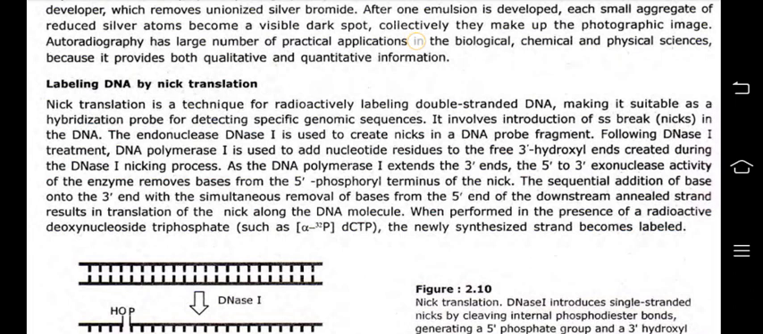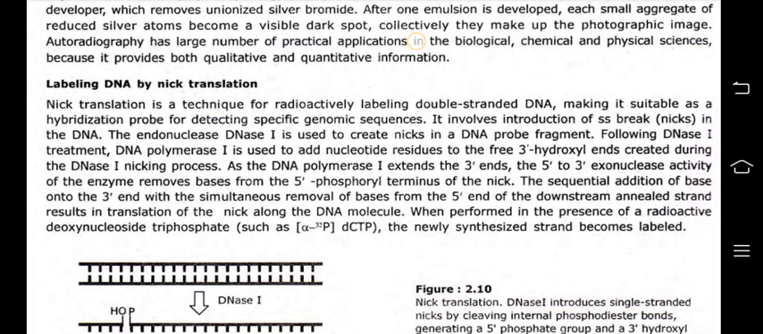Nick translation labels single or double-stranded DNA, making it suitable as a hybridization probe for detecting specific genomic sequences. It involves introduction of single-stranded breaks, nicks, in the DNA. The endonuclease DNase 1 is used to create nicks in a DNA probe fragment. Following DNase 1 treatment, DNA polymerase 1 is used to add nucleotide residues to the free 3' hydroxyl ends created during the DNase 1 nicking process.